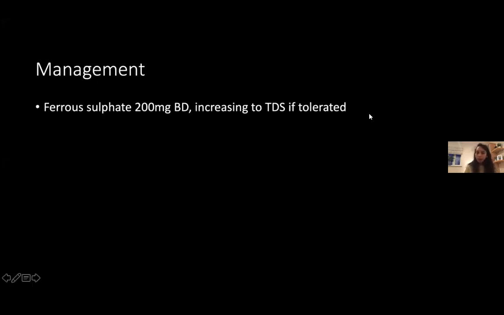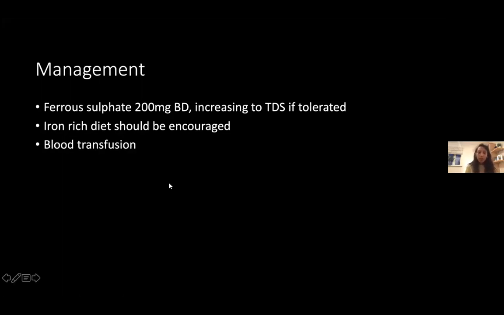Yeah, so ferrous sulfate, 200 milligrams twice a day, and you can increase that to 3 times a day if she can tolerate it, because what's the really unpleasant side effect of iron tablets? Yeah, constipation. It's not very fun. As well as that, an iron-rich diet should be encouraged with green leafy vegetables. And she might need a transfusion if it gets very, very low.